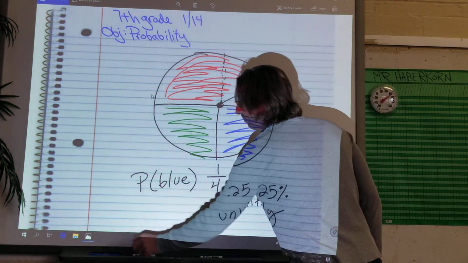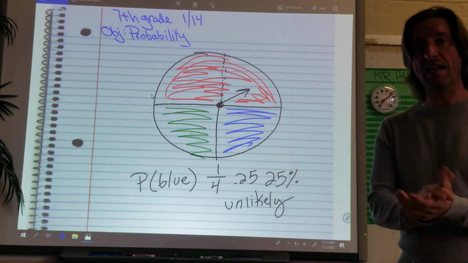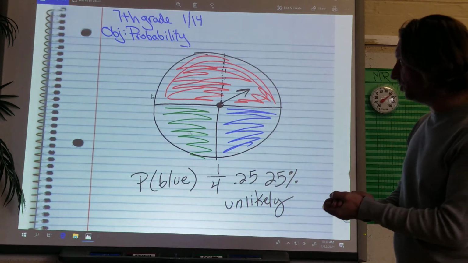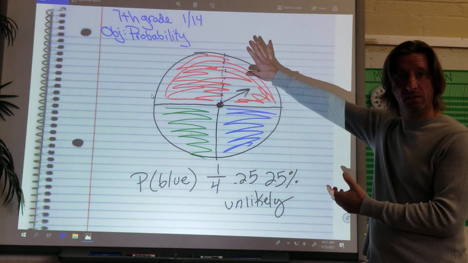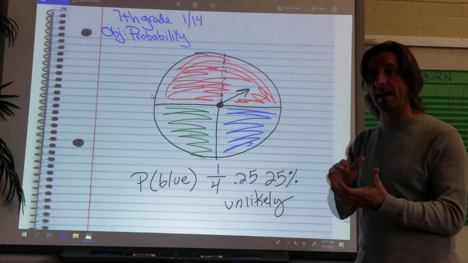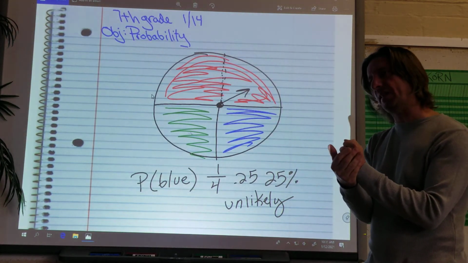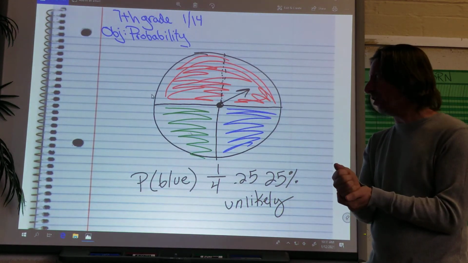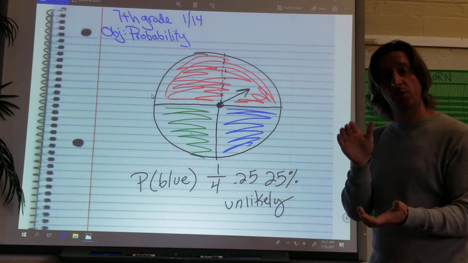Okay, good. So that's it for today. Spinners that are unique and all the shapes aren't the same exact size. So you have to force them to be the same size, then find your probabilities. Okay? So that's it for today.